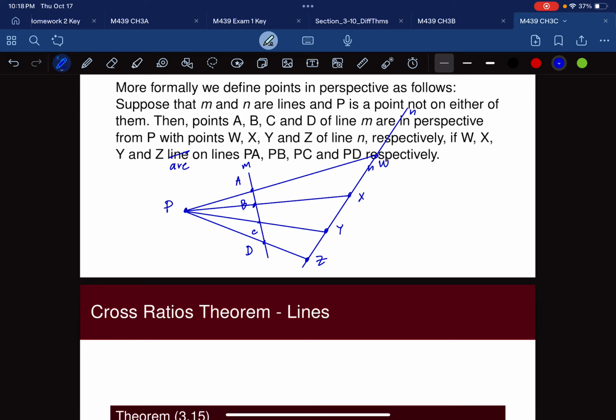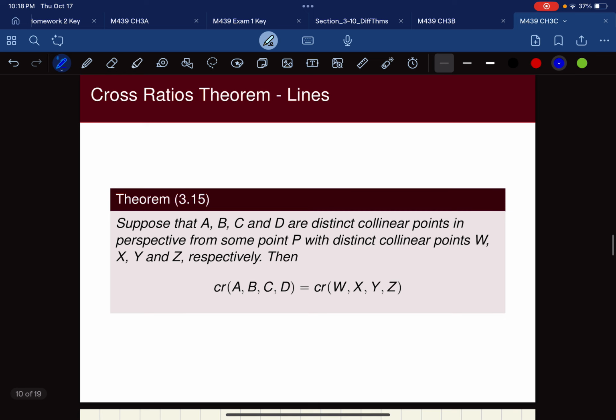And so you can see how this might be helpful. If you had a ruler at M, you could get a relative sense of their spacing by calculating the cross ratio, which would give you a relative sense of the spacing of W, X, Y, and Z on their line, as its cross ratio would be the same. To really understand this, I think you need to play around with our GeoGebra technology.